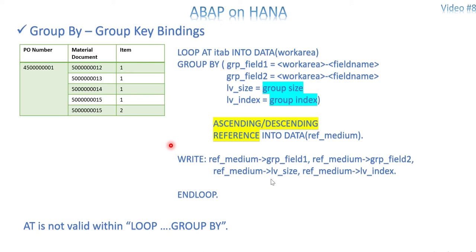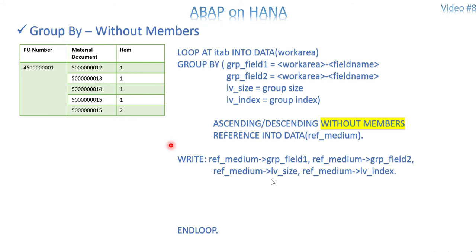Okay, anything else? Another one is without members. It's like transporting no fields. So you decided, I don't want my members, I want only the group name and size. Just performance wise, I unnecessarily don't want to load my group members. If that is the case, you can use a syntax called without members.